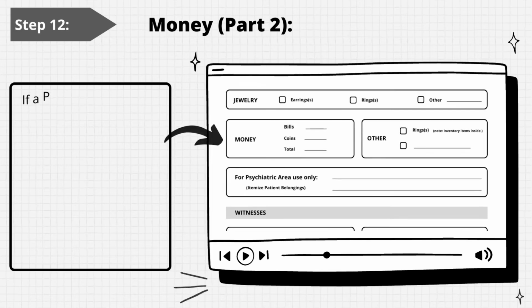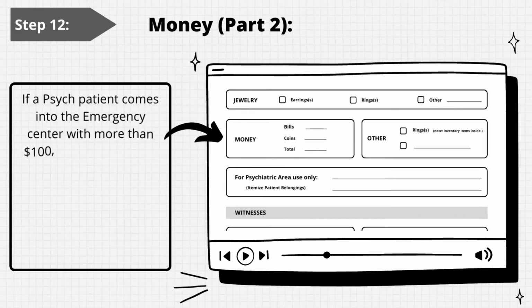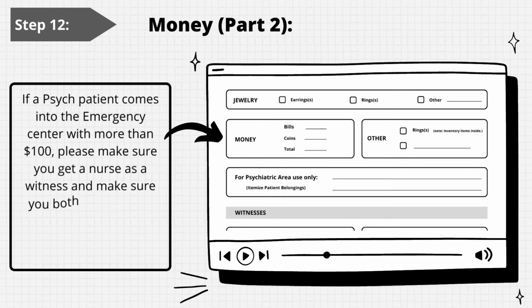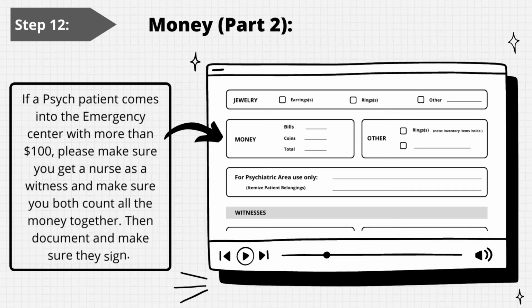Step 12. Money, Part 2. If a psych patient comes into the emergency center with more than $100, please make sure you get a nurse as a witness and make sure you both count all the money together. Then document and make sure they sign.